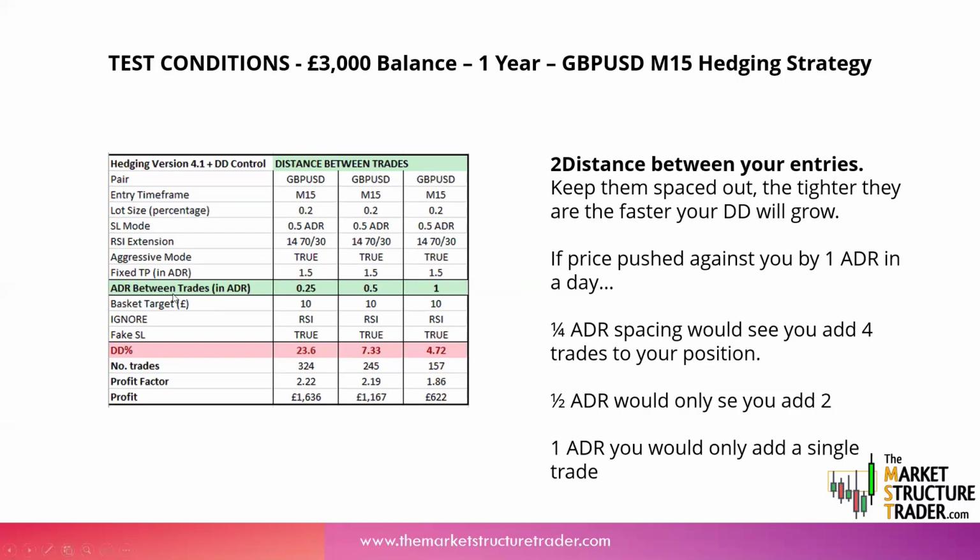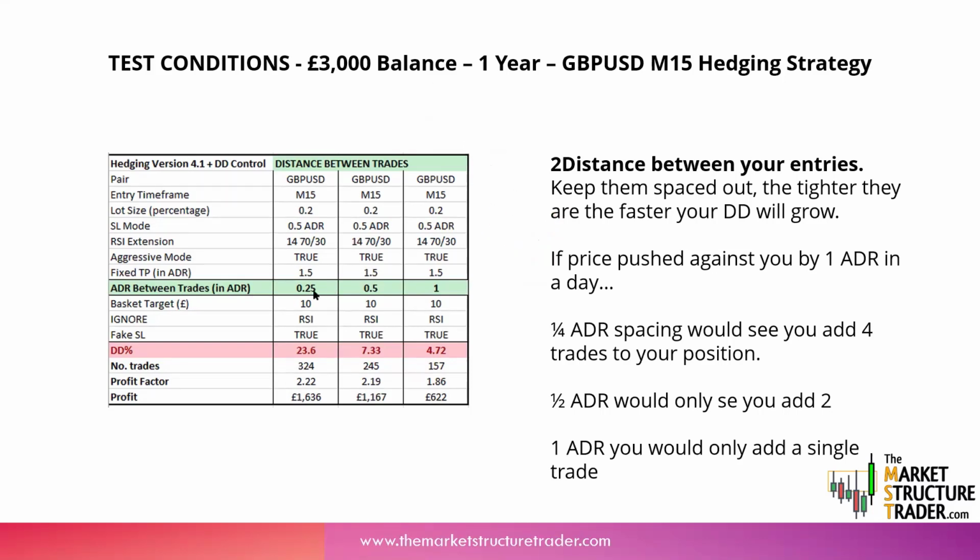But this time we are using ADR between trades as our test criteria. So when we're getting into our positions, when the market is pushing down and we're saying we're going to wait for a long, we're getting in here, here, and here. So the distance between these trades is being adjusted by the average daily range.